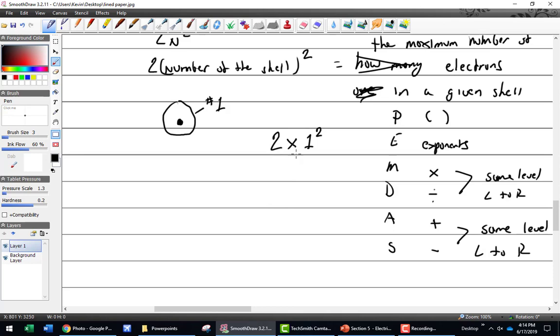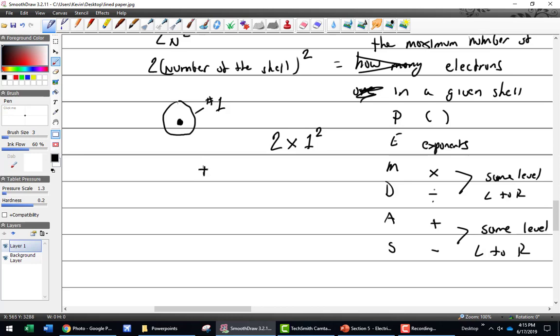All right, so let's solve this. So I have to do my exponent first. So 1 squared is the same thing as 1 times 1. Now, if you don't know that, that's okay. Calculator. There's an x squared button right there. So I can do 1, x squared is 1, times 2 equals, and I get 2.